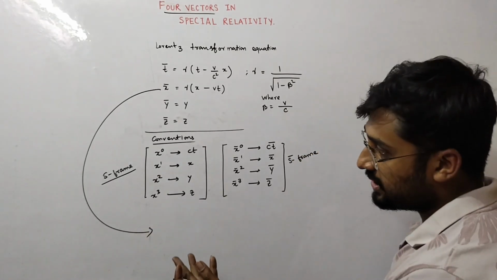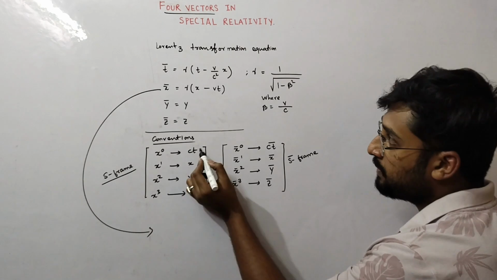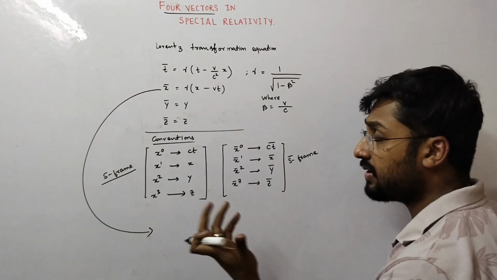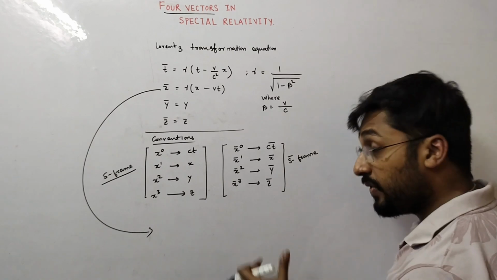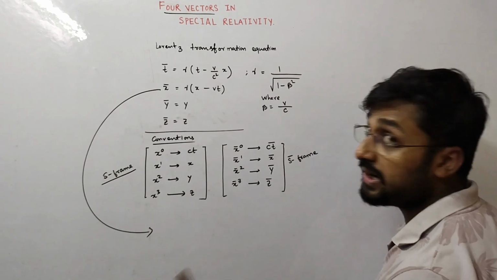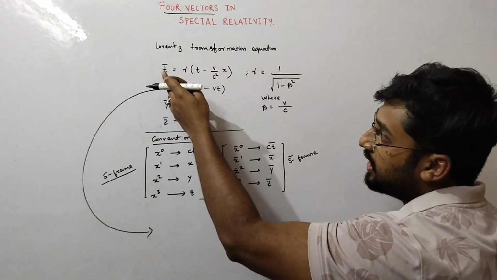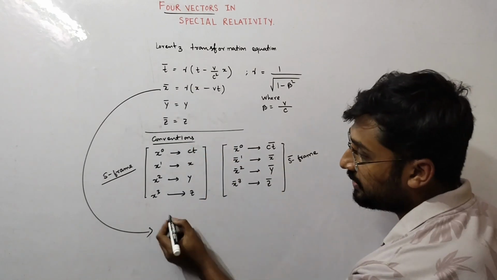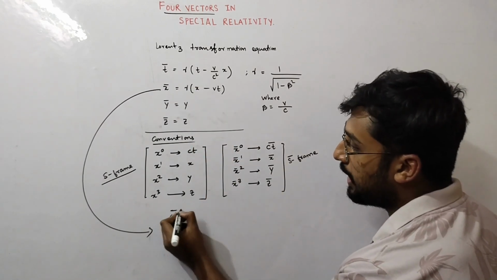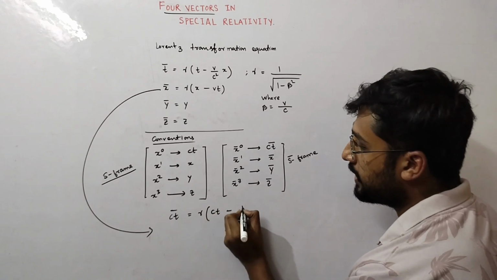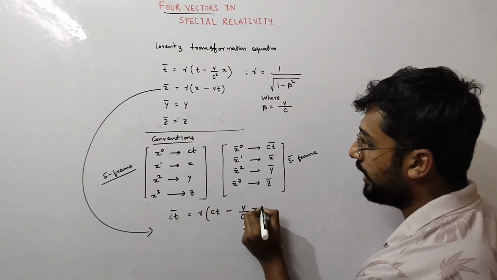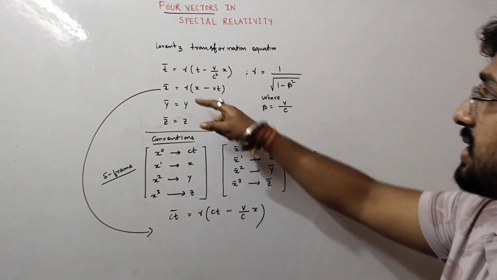Now, as I've just told you, in the case of relativity or Minkowski's geometry, we will be representing time as CT. So I'll multiply C on both sides in the first equation, and I'll get CT bar equals gamma times (CT minus V upon C into X). I believe you can follow this if you multiply C on both sides.